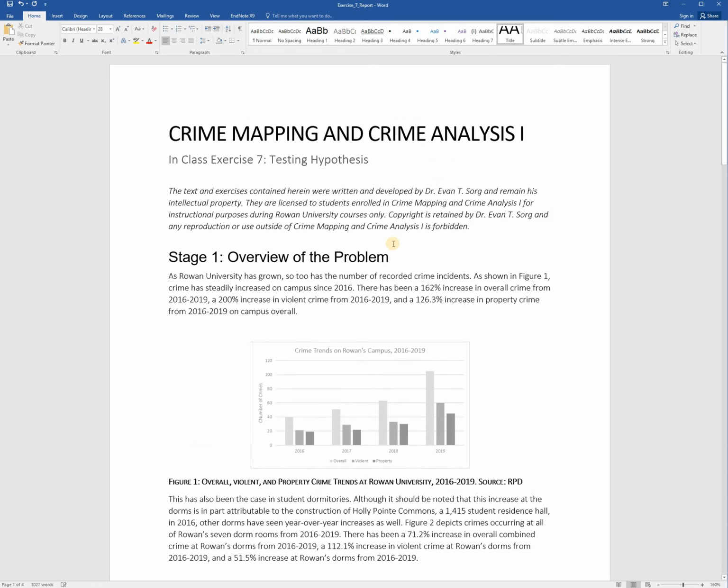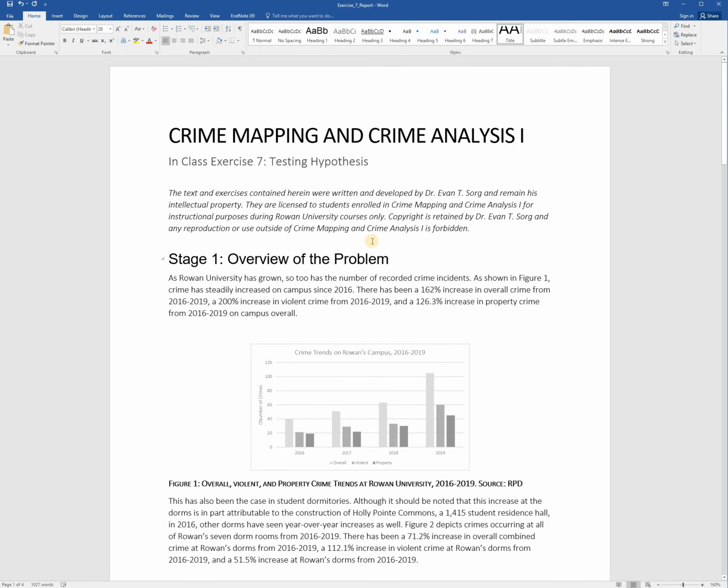And I've started this document for you. As we discussed in the previous video, the hypothesis testing process begins by providing an overview of the problem that we're going to study. So I've provided you with a hypothetical scenario. I should point out that these data are not real, so there haven't been these massive increases in crime on Rowan's campus. I'm just using this as a hypothetical.